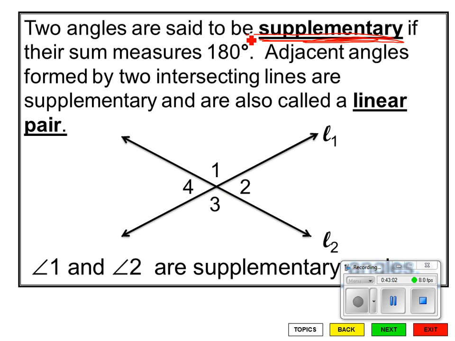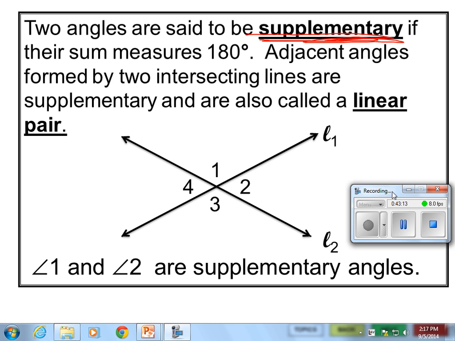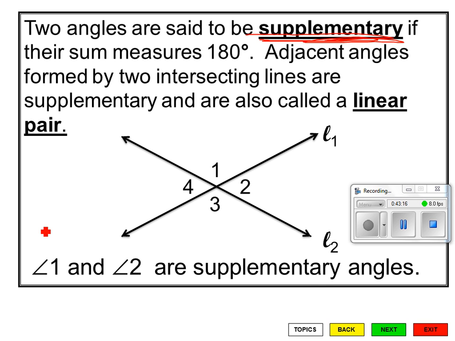Supplementary angles. Some of you probably heard of supplementary angles before. Write this down. Supplementary angles are two angles that add up to 180 degrees. Notice it says two angles. So it can't be 3, can't be 4, can't be 5, can't be 6. It's two angles that together add up to 180 degrees.